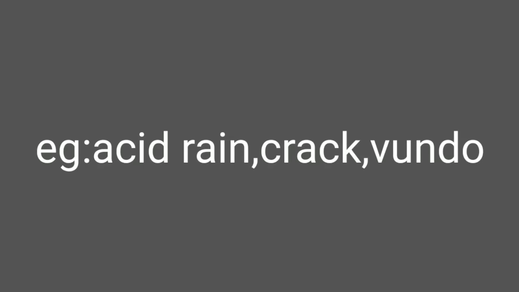So once again, a Trojan horse is a program that appears to be safe, but once it runs, it can damage the computer. One of the specialities of Trojan is that they cannot reproduce by infecting other files. They can spread only when they are copied to another system. They cannot spread on their own. Examples of Trojan horse are acid rain, crack, and wound. So this is about Trojan horse, the second type of malware.